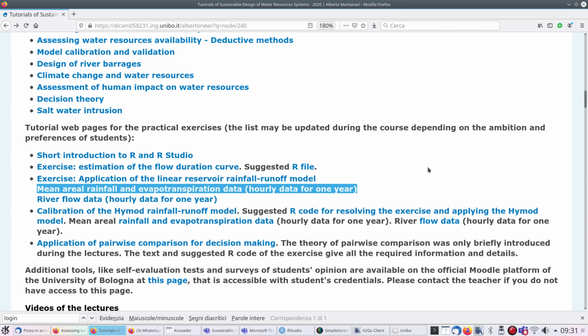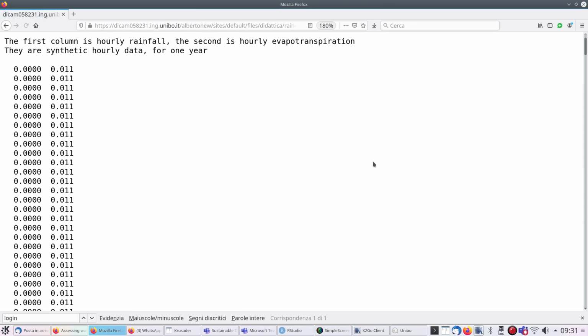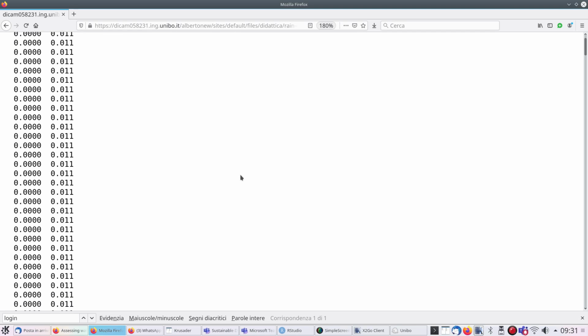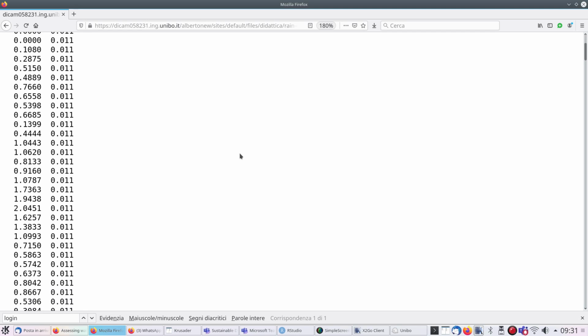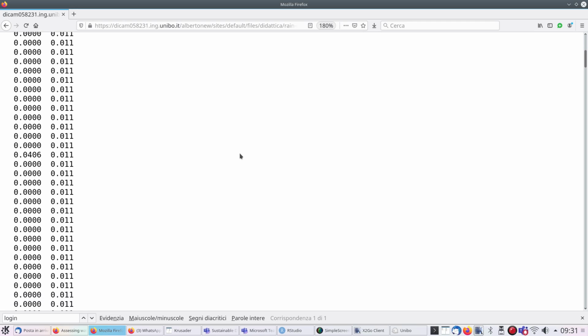Okay, and I am clicking on the link which I am selecting. Very good. If you click there, you see that there is a text file. The text file has a heading, and the heading describes what the file is reporting. So the first column is hourly rainfall, expressed in millimeters per hour. This should be written here. I'll update it. Let me check if it is millimeters per hour. Yes, it is millimeters per hour.